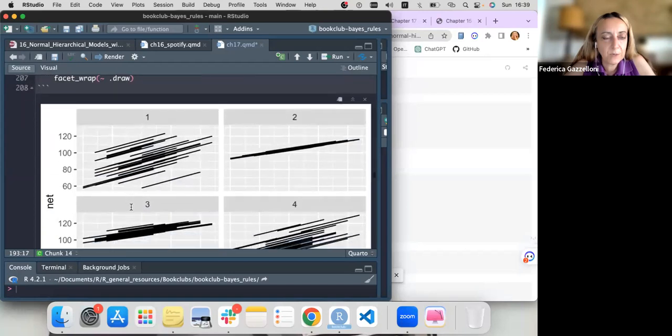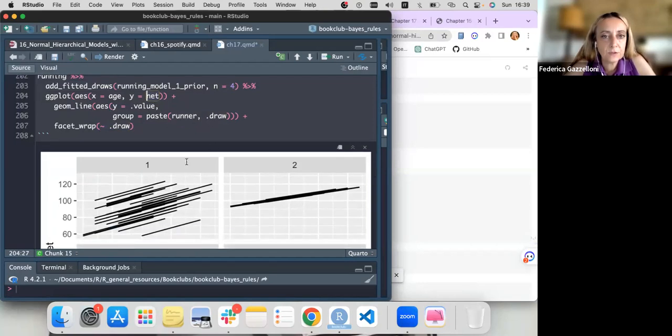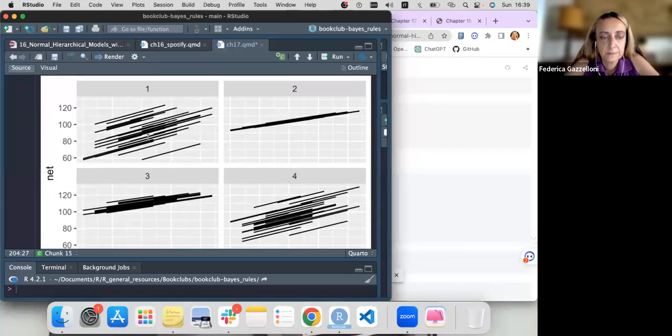And then if we have a quick look, we add the fitted draw, and have a look by draw: the runner, age, running time, and so the values by draw. So you can see that the variation is slightly different. The simulations.